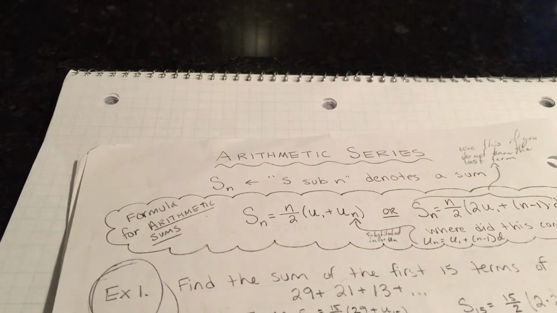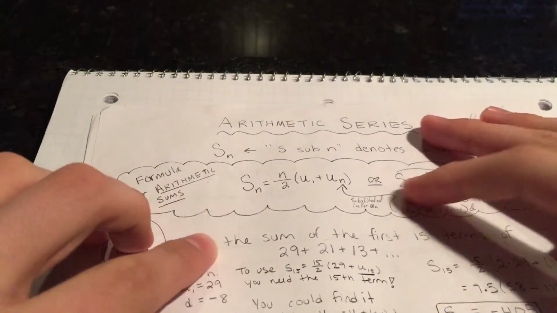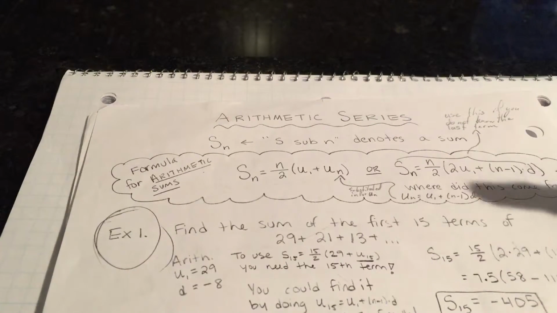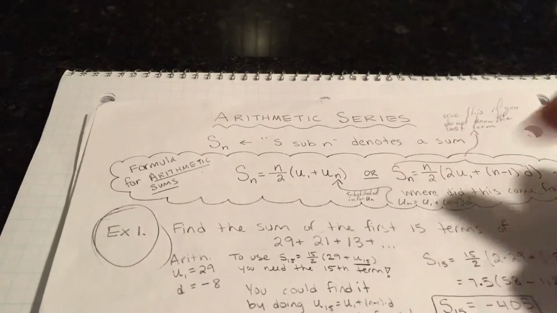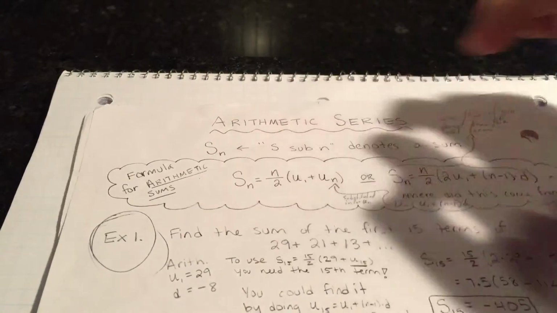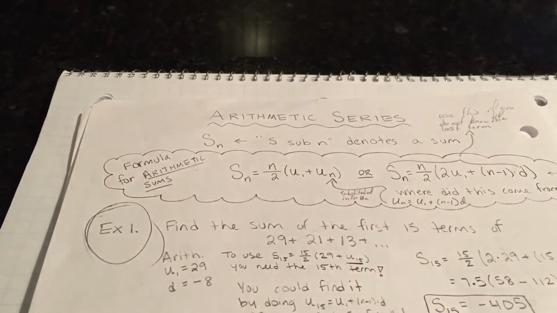So in terms of arithmetic series, we were already given the formula. For this specific example, we're going to find the sum of the first 15 terms of 29 plus 21 plus 13 plus, and it goes on into infinity, but we're going to find the first 15 terms. So we're going to use the first formula to find the first 15 terms.